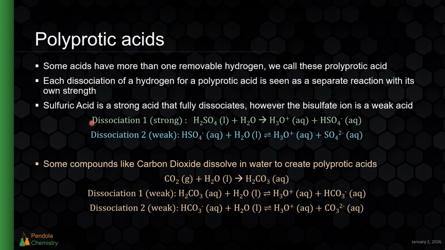Sulfuric acid has a strong first dissociation, because sulfuric acid is the only polyprotic strong acid. Carbonic acid, and any other polyprotic acid, has multiple weak dissociations, although there are different extents to how weak they are. But that is something we're going to study in A-level chemistry.